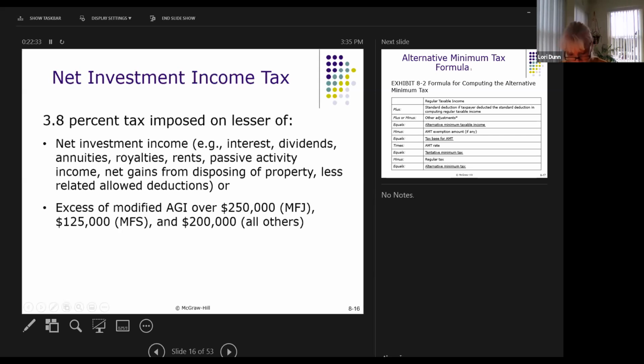In the second example, what if her modified AGI is 225? Now compare her total net investment income to the amount her modified AGI is above 200,000. So her net investment income is $6,021. The excess is 25,000. So the lower of these two, the 6,021, is multiplied by 3.8% and is considered an additional tax. Now, where will that go? Great question.